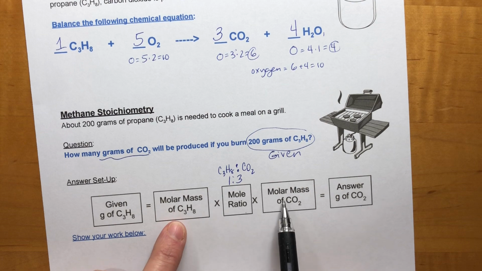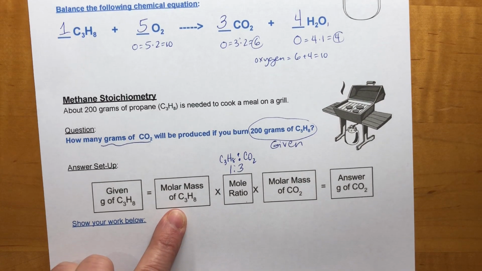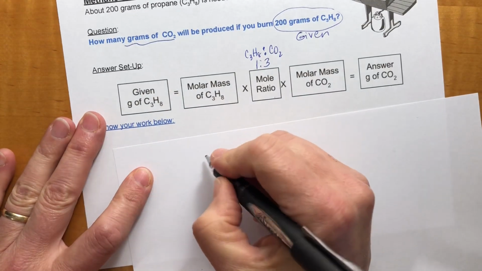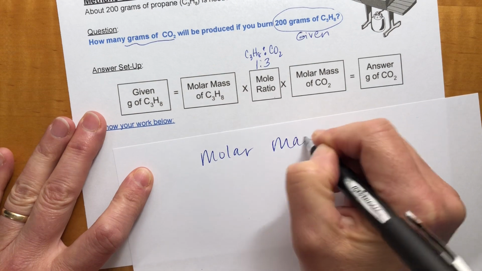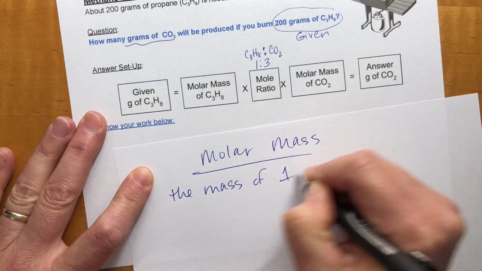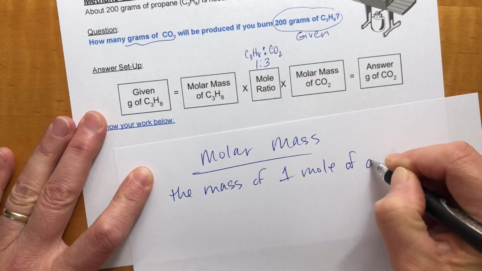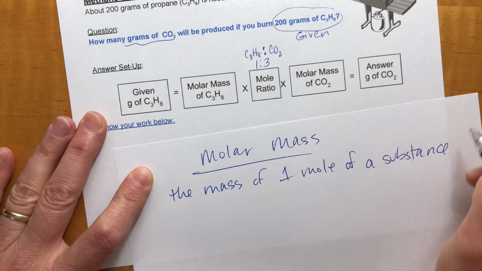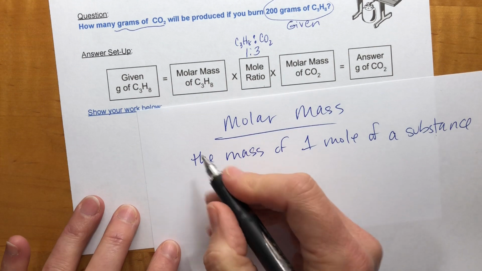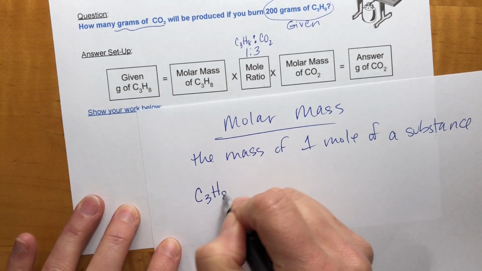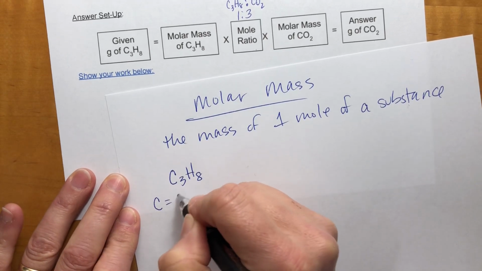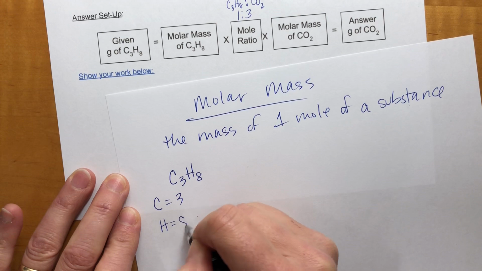What's this? Molar mass. You remember that? Calculating molar mass. Let's do that real quick. Molar mass. Remember, molar mass is the mass of 1 mole of a substance. So let's do the molar mass of propane first. Here's propane. Let's count it out. We have three carbons and 8 hydrogens.